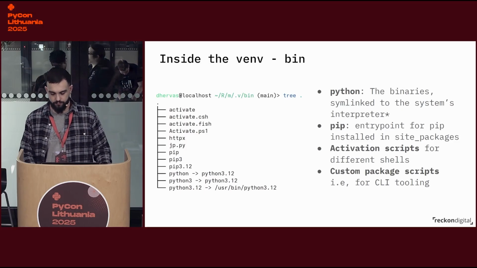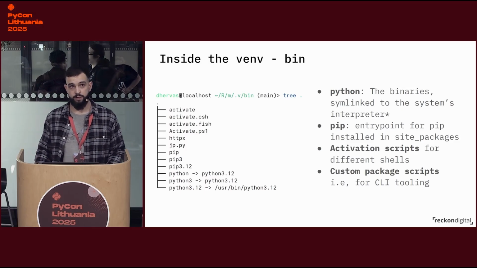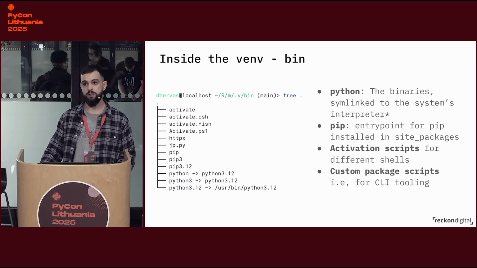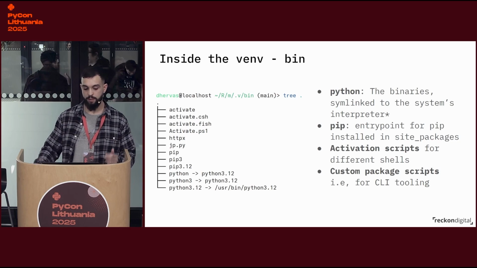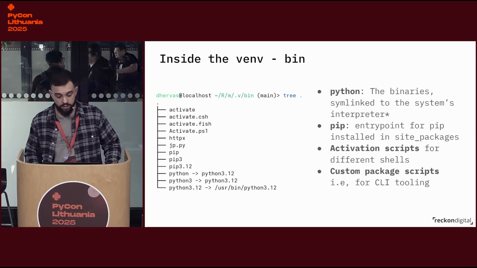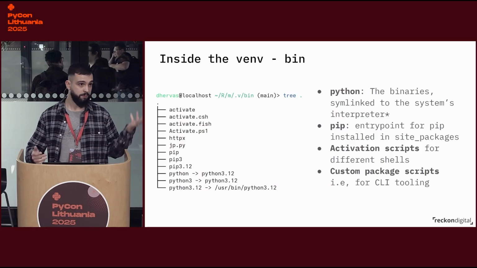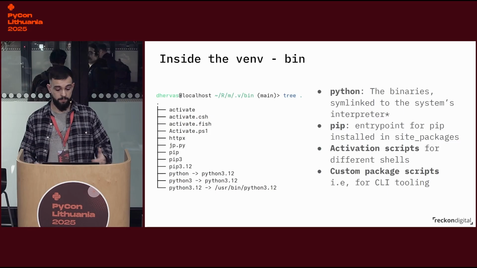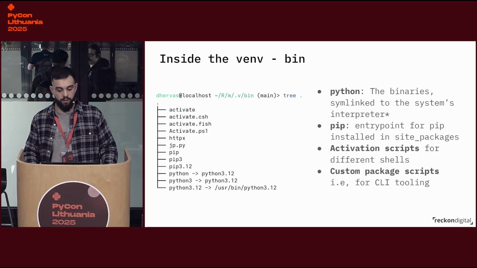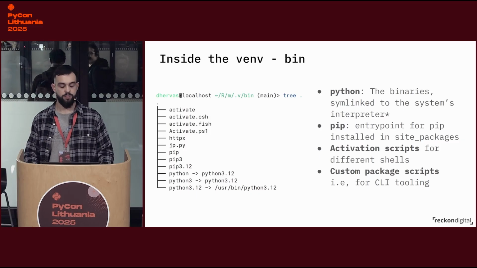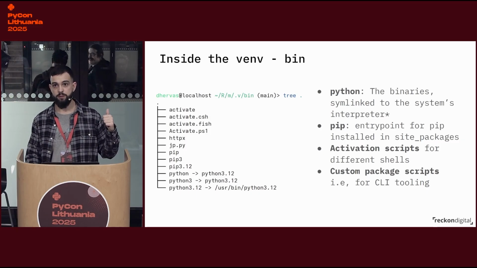Then we have pip. But the pip that you see here is not the same pip that you see inside site-packages. What's inside of this is a very simple script. If you look into it, it's just like 3 or 4 lines. And it's just the entry point for the pip that you will see inside site-packages. So what this pip does is run the pip that was previously installed by the virtual environment creation. It just goes there. The same can be said for some custom package scripts. So for example, you see that there's httpx in there.